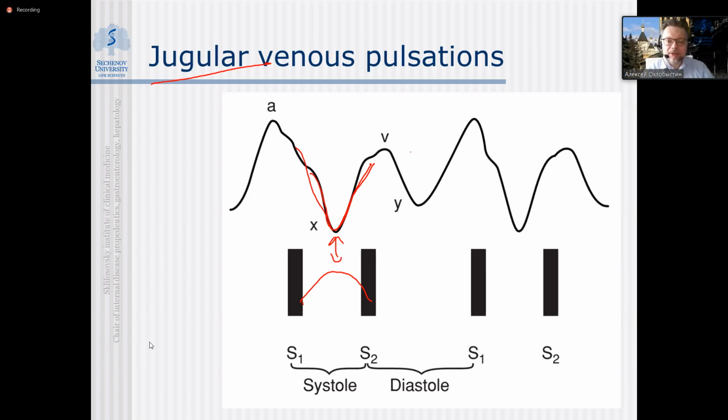In diastole, there may be some increase of the jugular vein first, then there will be a slight drop, and then again, before the next systole, there will be an increase in the volume of the jugular vein.